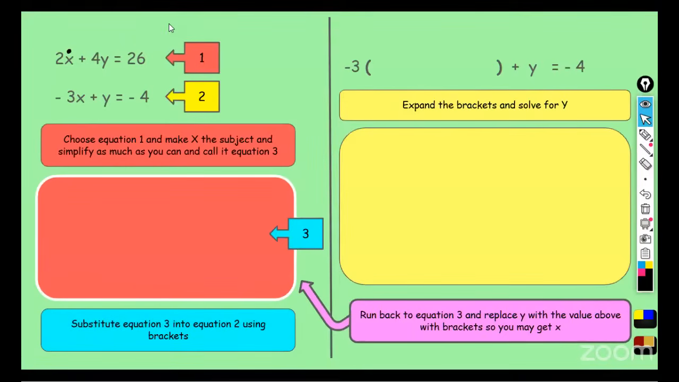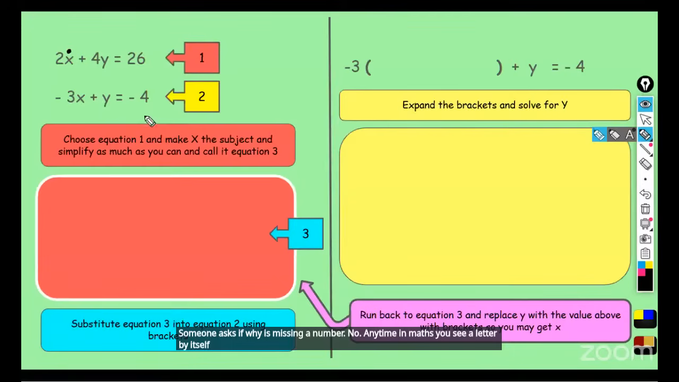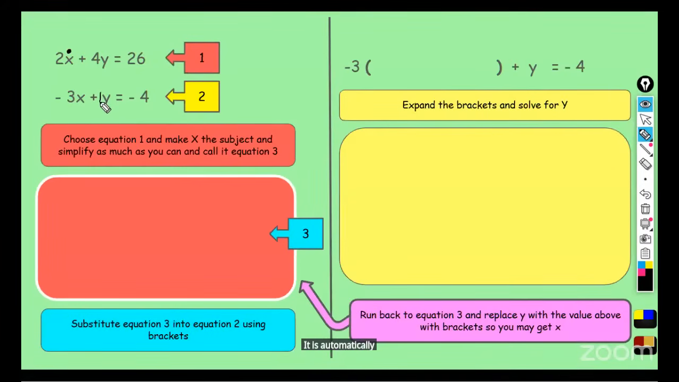Someone asks if Y is missing a number. No, anytime in maths, you see a letter by itself with no number, it is automatically 1. So Y is the same thing as 1Y. You have to know to put in the 1, right? Right. So I hope that helps a little bit.